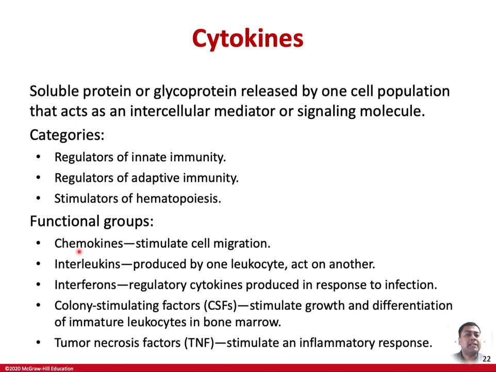Now, there are several functional groups. The chemokines stimulate cell migration to a site where there is an invasion of pathogen or there is tissue injury or stress. Interleukin is another group, produced by one leukocyte to act on another to send a specific signal to do some specific function. We are going to talk about them in detail a little bit later.